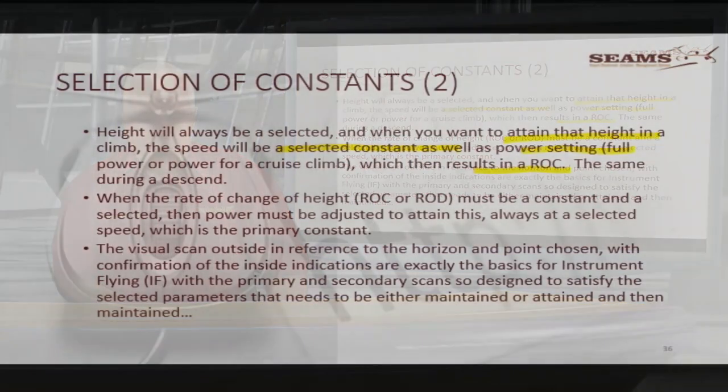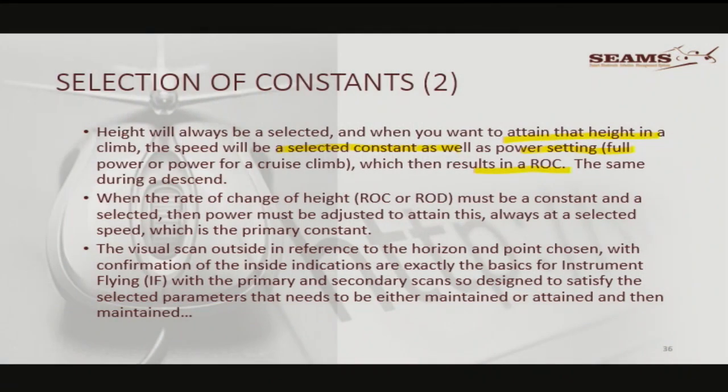If the speed starts changing, then it's not right. When the rate of climb must be a constant and selected, the power must be adjusted to attain this. Always be selected speed, which is the primary constant. Selected speed, primary constant. The visual scan outside in reference to the horizon and point chosen, with confirmation of inside indicators, is exactly the basics for instrument flying, with a primary and secondary scan so designed to satisfy the selected parameters that you need to either maintain or attain.